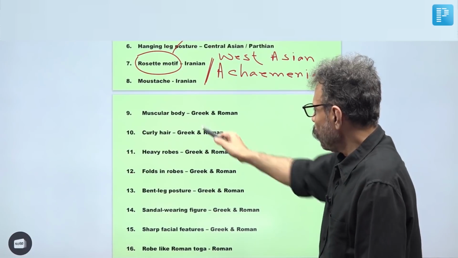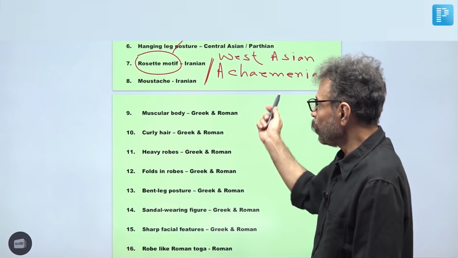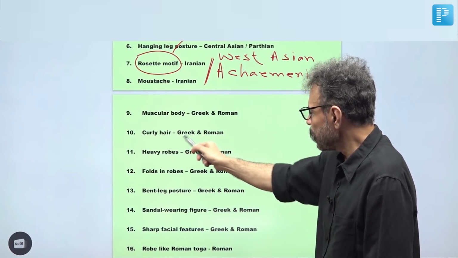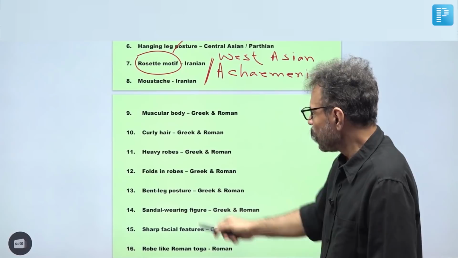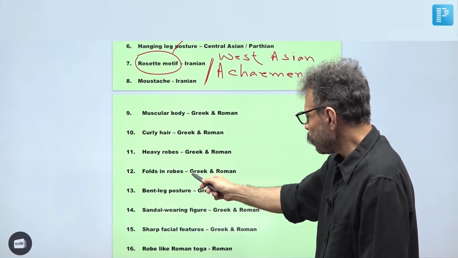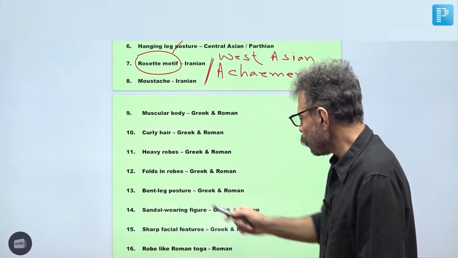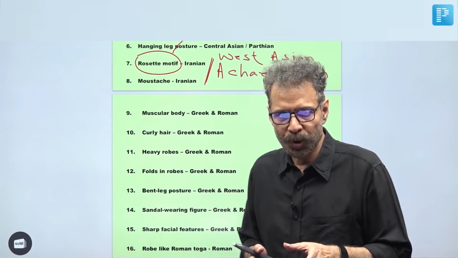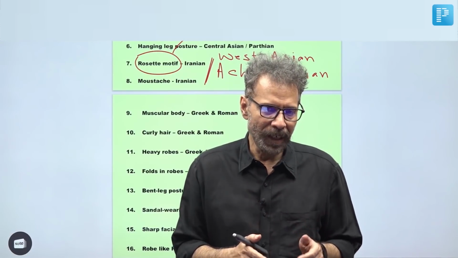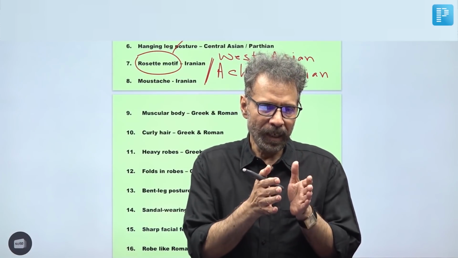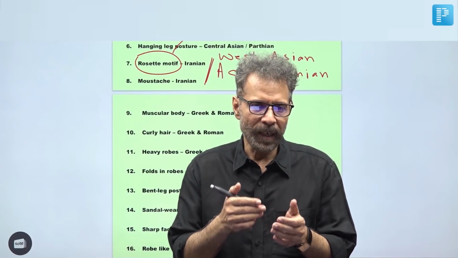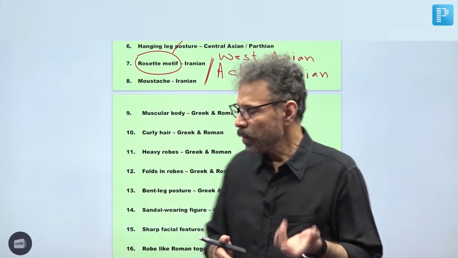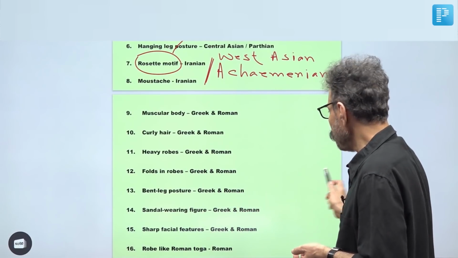Next is muscular body, as I have shown in the image. This is Greek and Roman. Curly hair, Greek and Roman. Heavy robes, Greek and Roman. Folds in the robes, Greek and Roman. Bent leg posture, Greek and Roman. And bent leg posture is a standing posture in which one leg is straight or erect and one leg is slightly bent at the knee. This is known as bent leg posture. This also shows Greek and Roman influence.